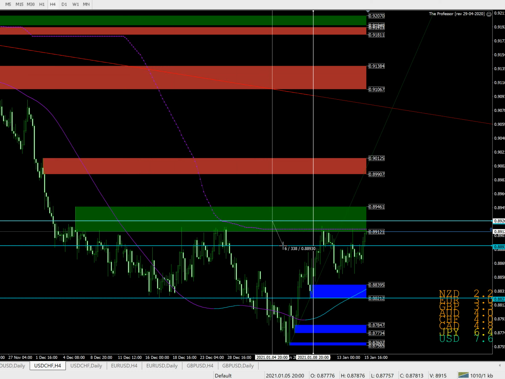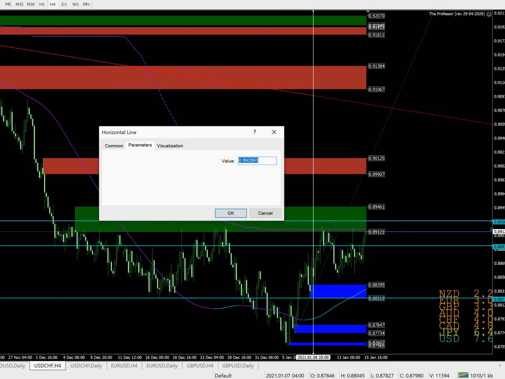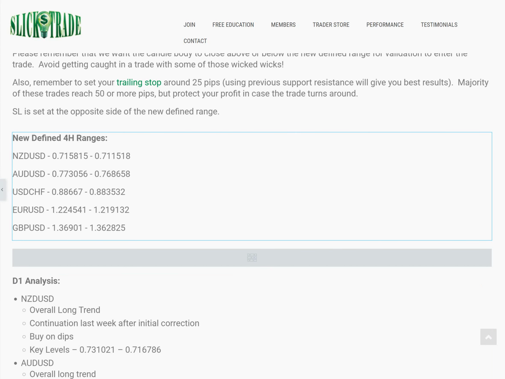Okay, so this is still kind of a small range. Okay, this is 33 pips, almost 34. But I'm going to say that that's good for this one. Okay, I like the way this is set up. So that's what we're going to go with, all right? New defined range here.